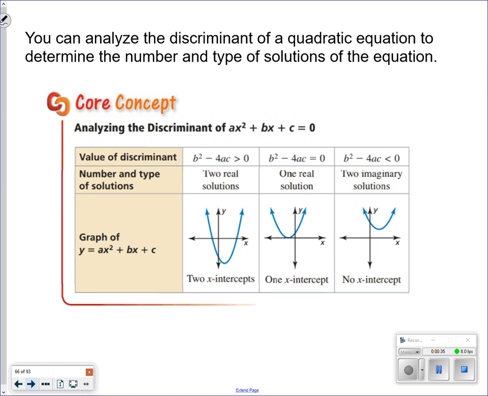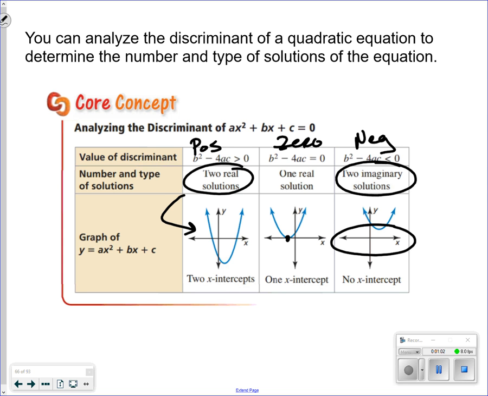So if the b squared minus 4ac is positive, then you're going to end up with two real solutions, or a picture in which the graph will cross in two locations. If the b squared minus 4ac is 0, then there'll be one solution and it's touching. And the last one, if you end up getting a negative, now it will never cross the x-axis and you're going to get two imaginary solutions. So when I talk about number and type, you're either going to put two real solutions, one real solution, or two imaginary solutions. So here we go.